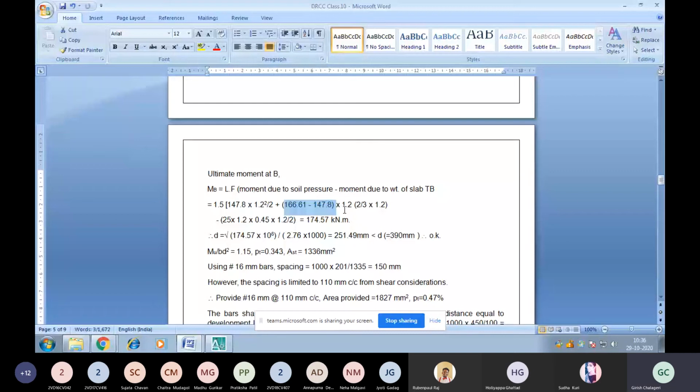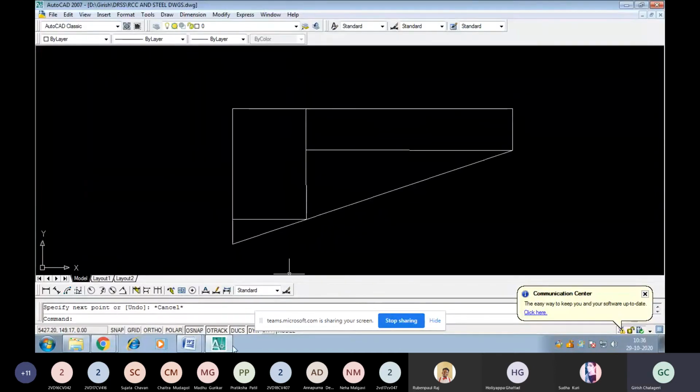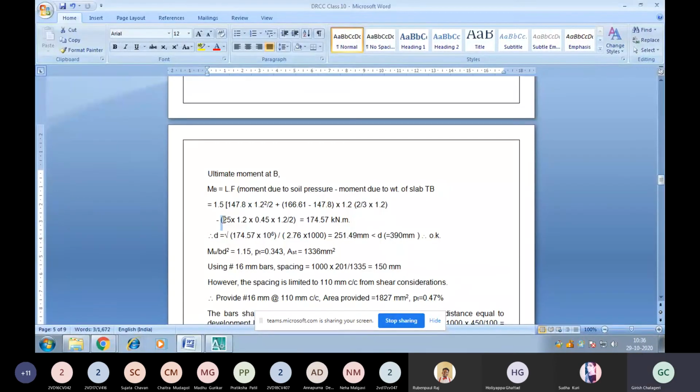Half base is how much? 1.2. Oh, we have not done it. Half base times height will give this one, into 2/3 of 1.2. That is the moment towards this one. 2/3 of 1.2 we are taking here. That is done here. Minus the downward force of your heel's toe slab: 25 is the density of concrete, 1.2 the width of toe, thickness of toe, 1.2 divided by 2, that is the rectangular one. So we get downward force in minus here, upward force upward.